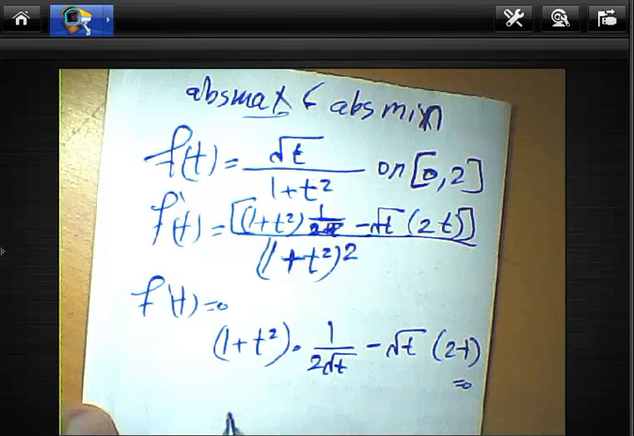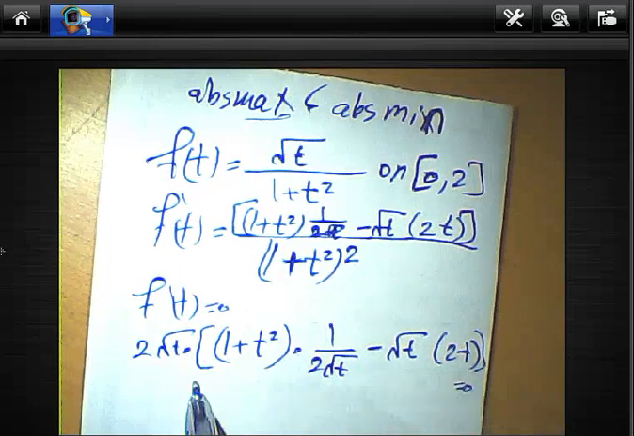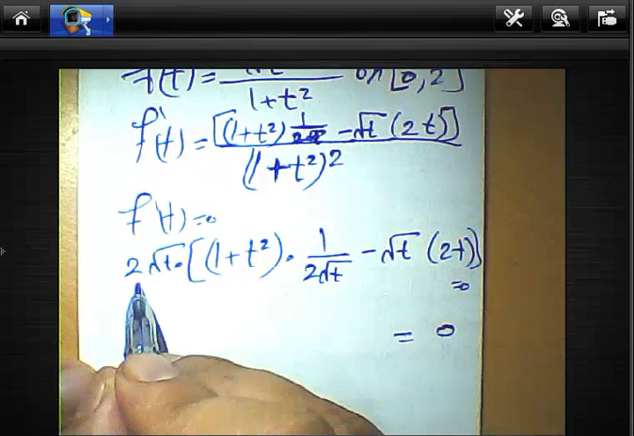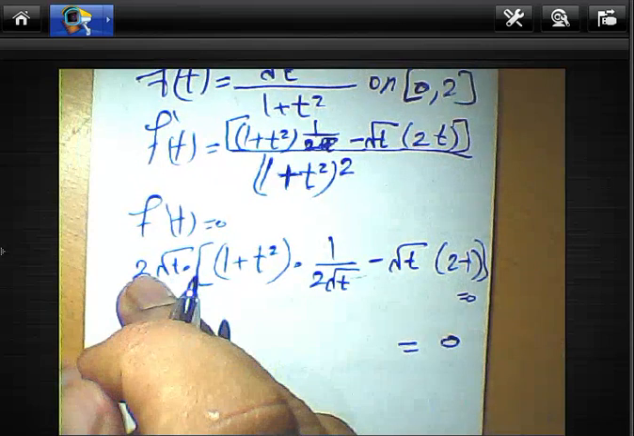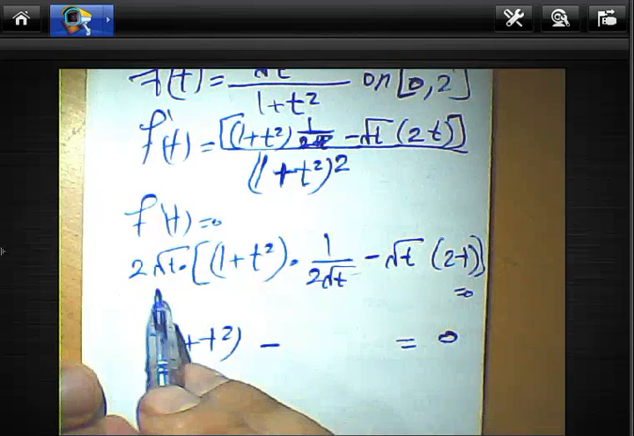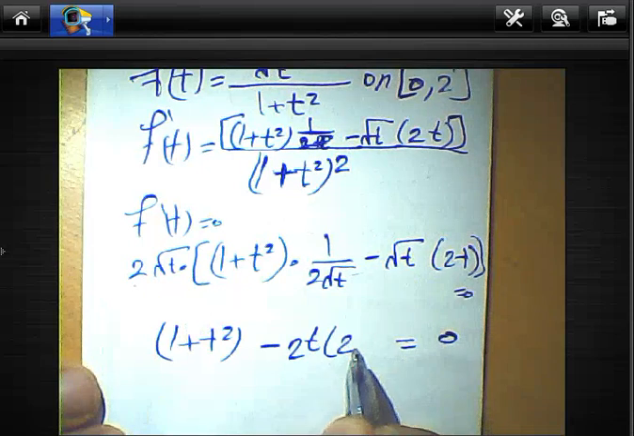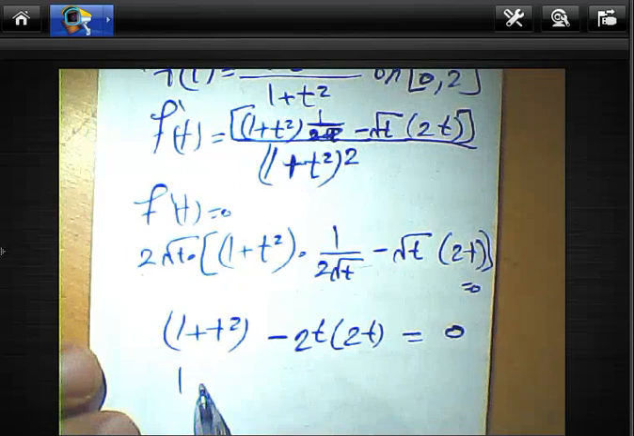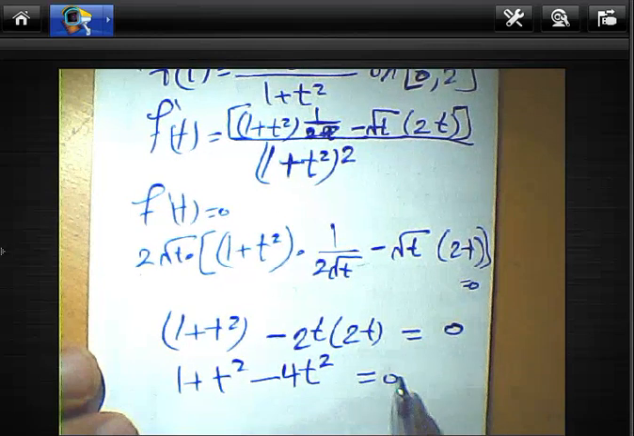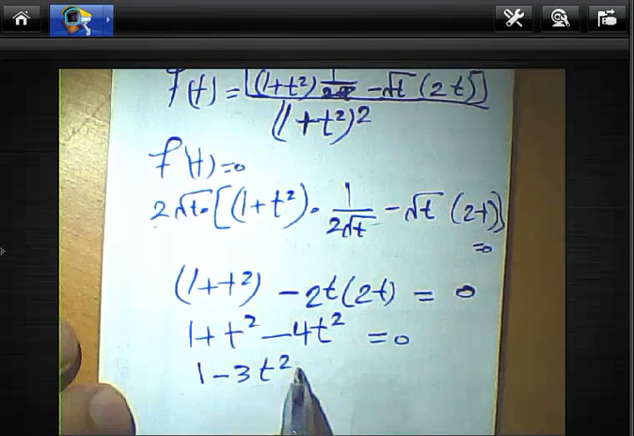Multiply by 2 root of t on the left hand side and right hand side of our expression, so the right side will equal 0. Here we can cancel this term. The result will be 1 plus t power 2 subtract 2 root t multiplied by t equals 2t multiplied by 2t. The result will be 1 plus t power 2 subtract 4t power 2, and this whole expression equals 0. The result will be 1 subtract 3t power 2 equals 0.